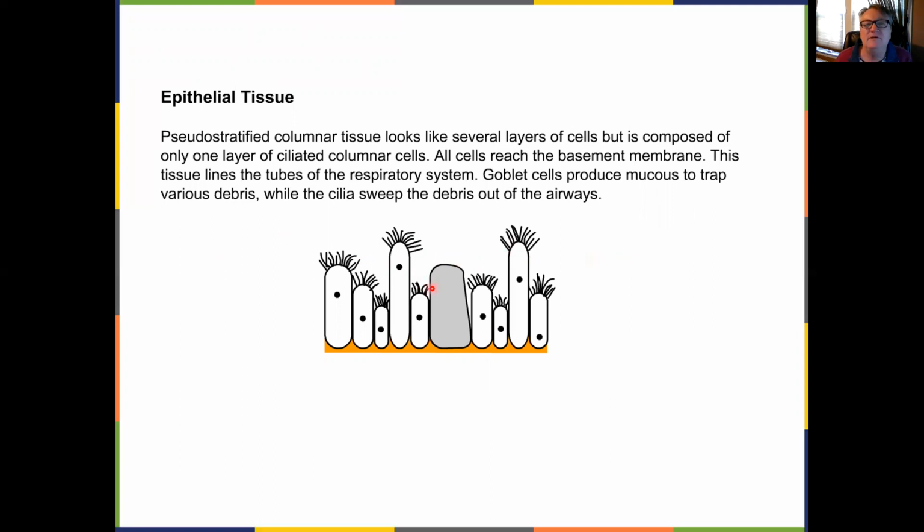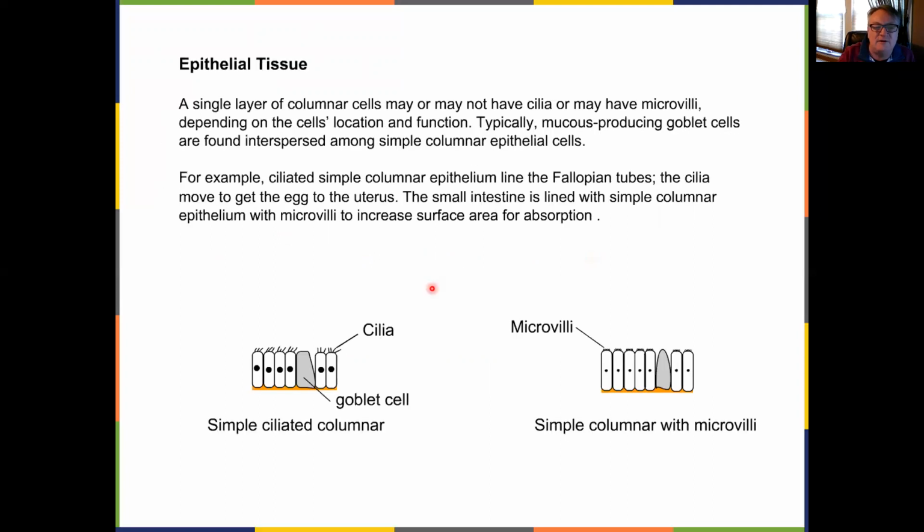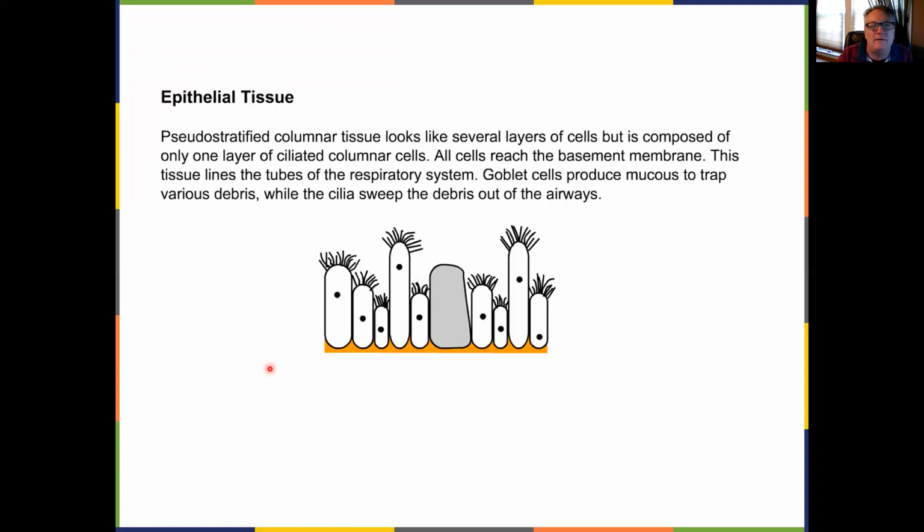So this is not different from the ciliated columnar here. It's just making it more detailed. So simple ciliated columnar and the pseudostratified are the same thing. Okay.